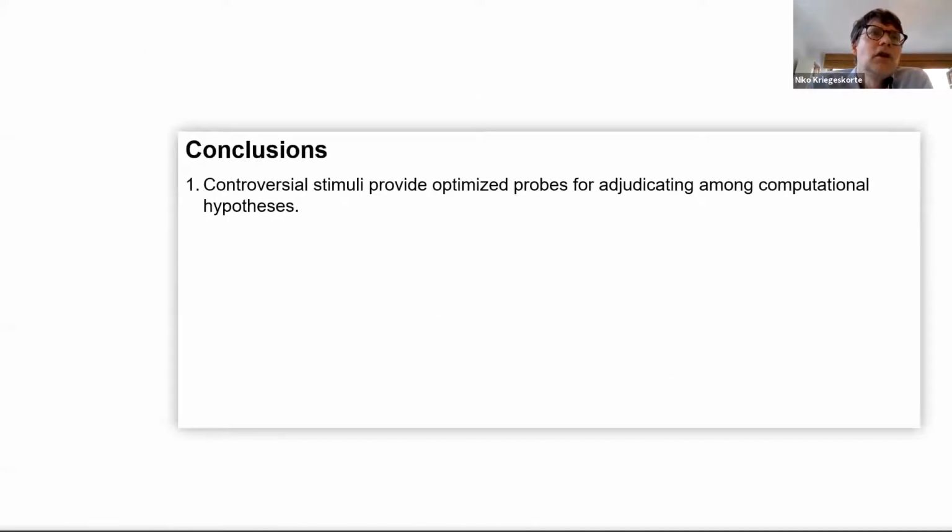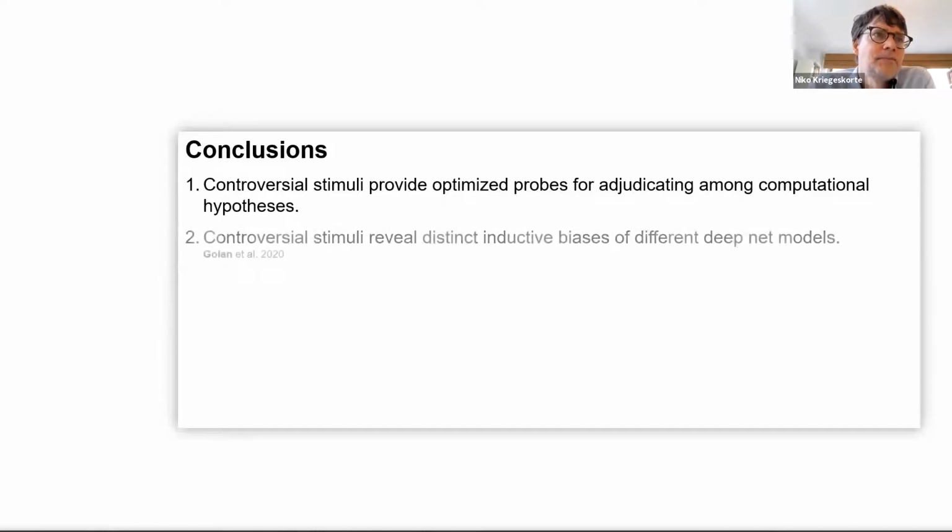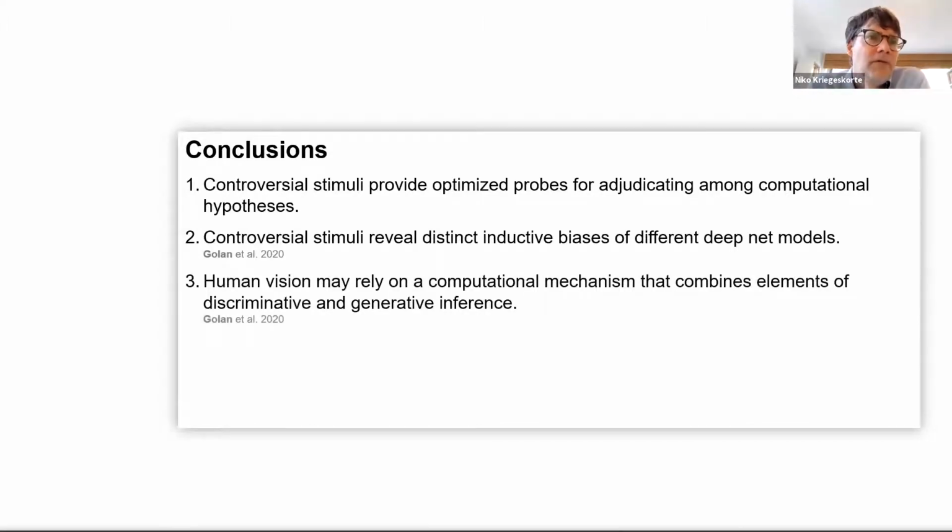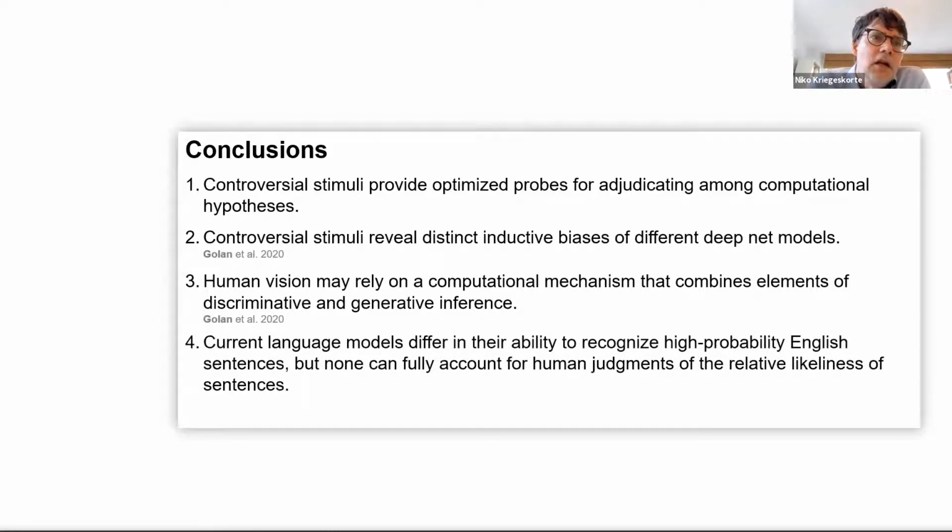So in conclusion, controversial stimuli provide optimized probes for adjudicating among computational hypotheses. Controversial stimuli reveal distinct inductive biases of different DeepNet models. Human vision may rely on a computational mechanism that combines elements of discriminative and generative inference. And current language models differ in their ability to recognize high probability English sentences, but none of them can fully account for human judgments of the relative likeliness of different sentences.